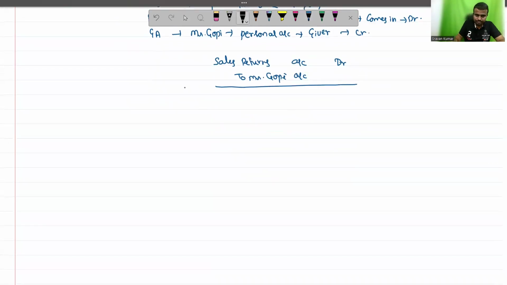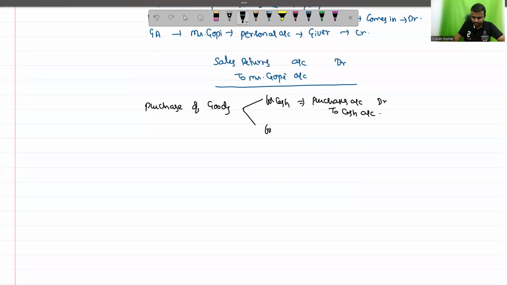Then coming to the summary of the above. Purchase of goods for cash. We write the journal entry: Purchases account debited to cash account. Purchase of goods for credit. We write the journal entry: Purchases account debited to creditors account.